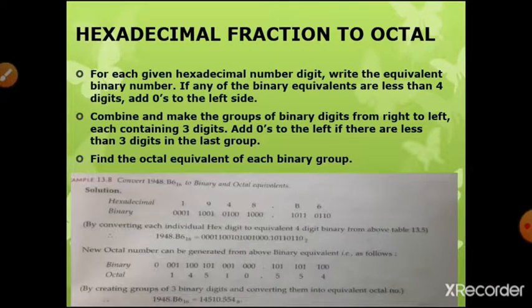For example, here we have 1948.B6. Each hexadecimal digit will be represented with its 4-bit binary equivalent. After combining all the binary equivalent values from the most significant bit, again we group them into 3-bit groups from the LSB, and each 3-bit value will be represented as an octal digit. So the result is going to be 14510.554 with the base of 8.